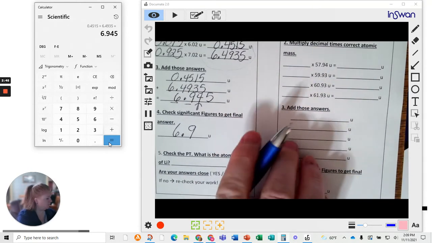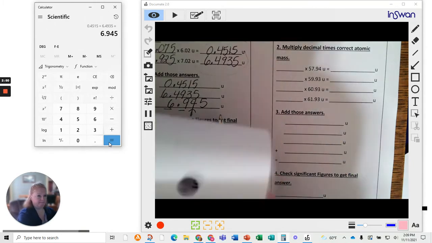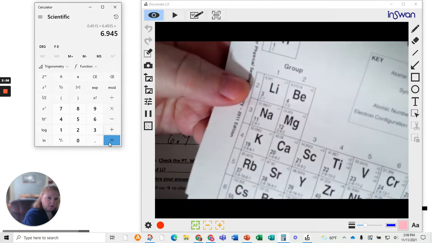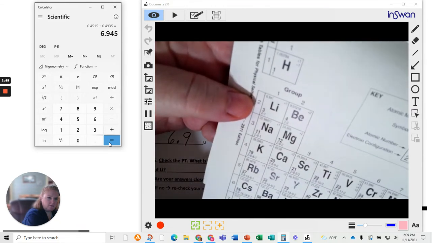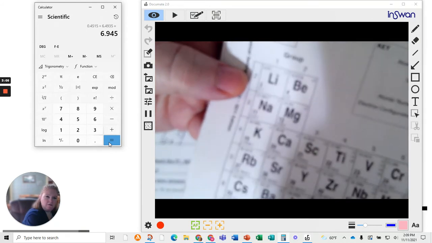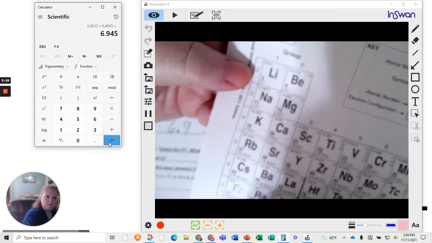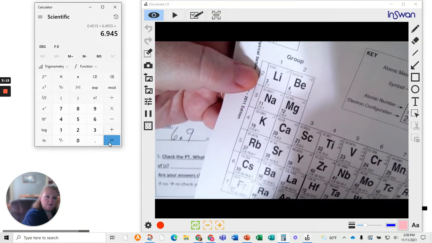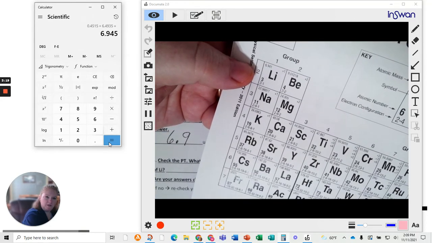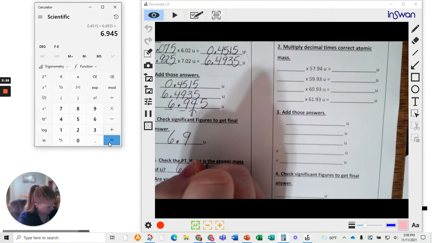Now it says check the periodic table. What is the atomic mass of lithium? So here's my reference table. I'm going to go to the periodic table. Here is lithium. Okay, can you see that? 6.9. There we go. 6.941. Okay, so 6.941 U. So notice I have units.